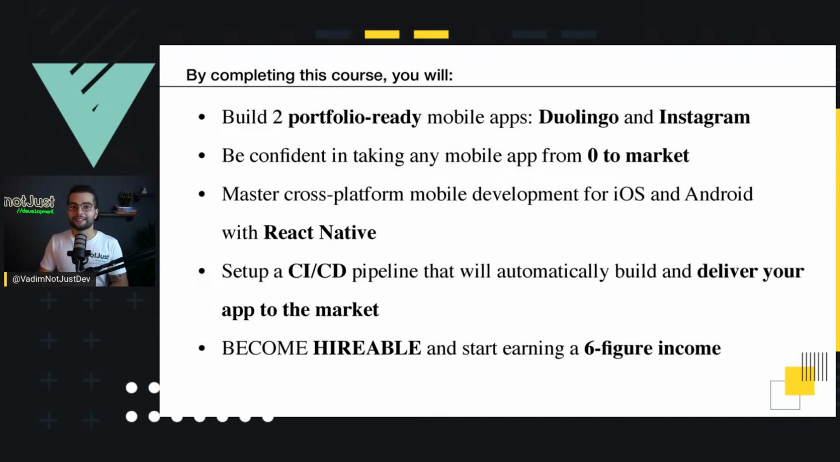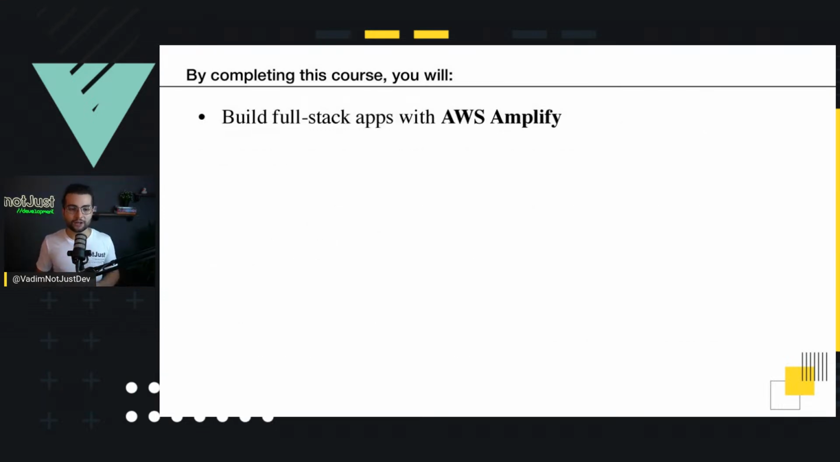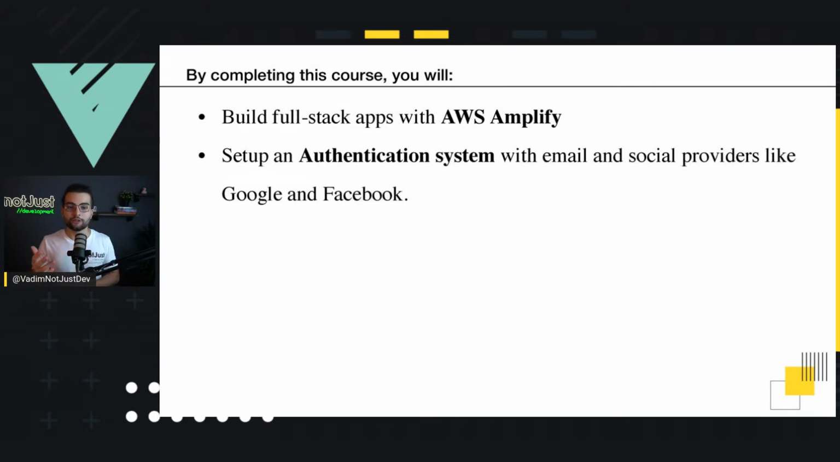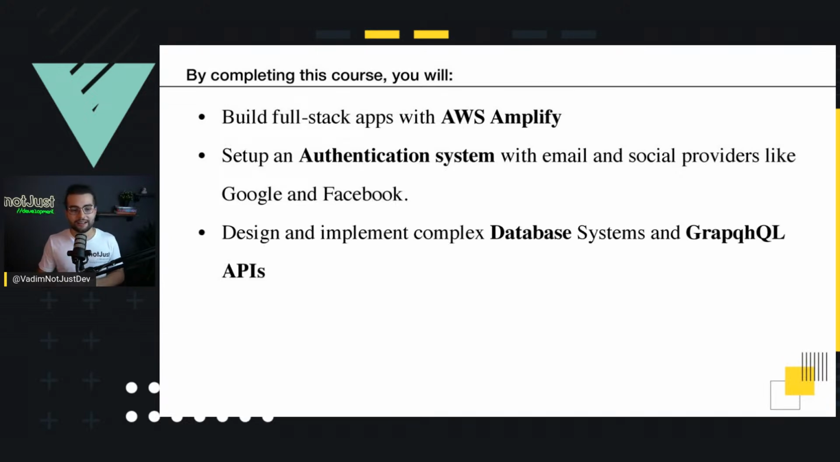This is everything regarding the front end, but the course covers the full stack development. So on the backend side, we are focusing on building full stack applications with AWS Amplify. So you'll be able to do that. You'll learn how to set up a proper authentication system with advanced features like social sign-ins with Facebook, Google, and so on. Then we're going to design and implement a complex database system and a GraphQL API.